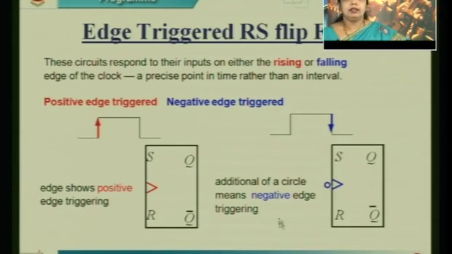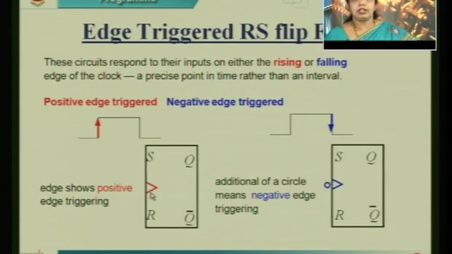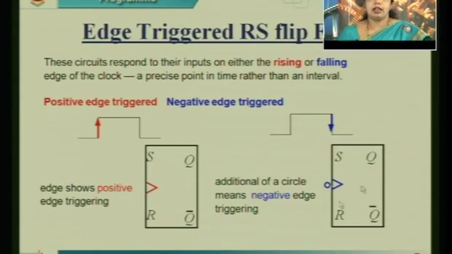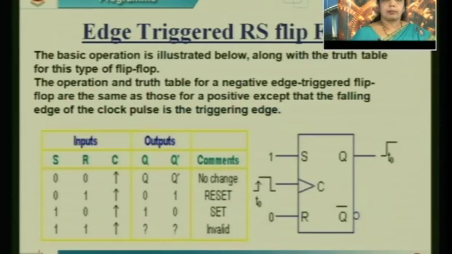You can see the block diagram of the SR flip-flop. The arrow represents positive edge triggering. Whenever I draw an arrow here, it represents positive triggering. If I draw an arrow with a bubble, it represents negative edge triggering. So this is the symbol of the SR edge triggered flip-flop. We'll now discuss the operation of the edge triggered RS flip-flop.